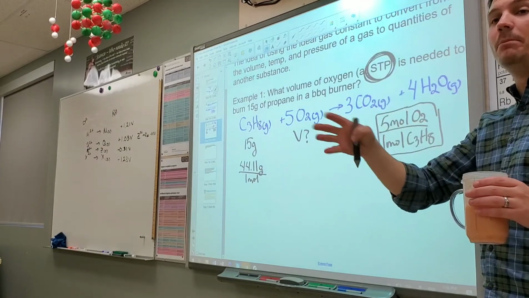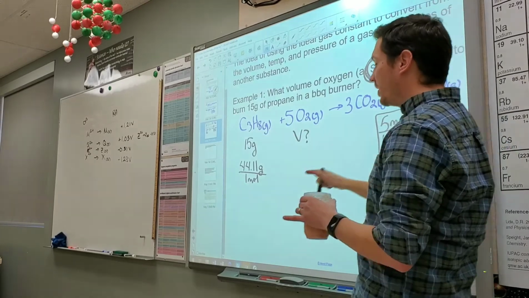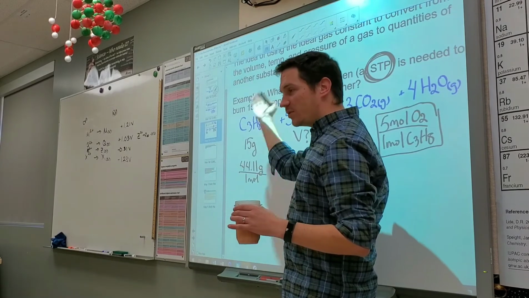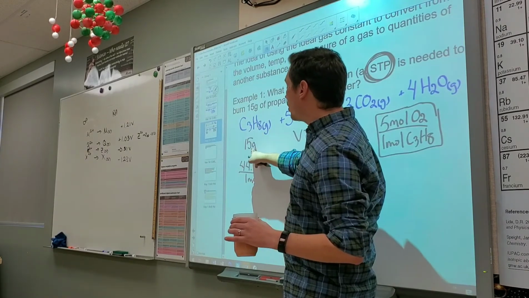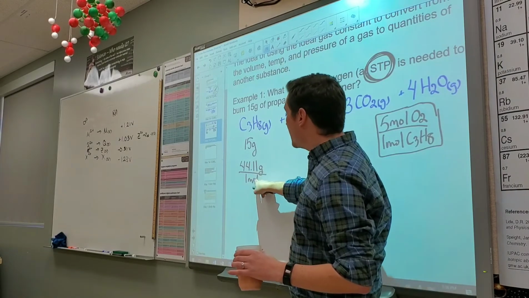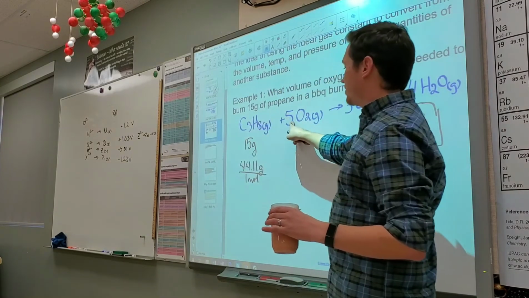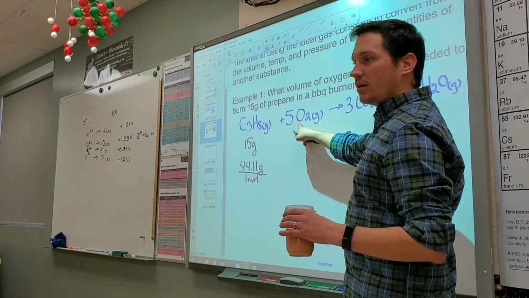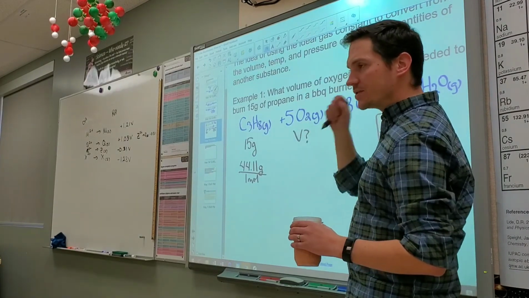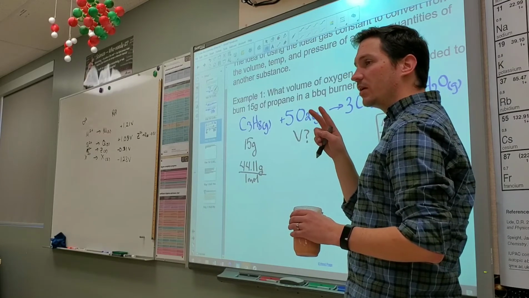Let's use our mind mapping abilities to guide us through this problem. We can go from mass to moles using the molar mass. And then once we have the moles here, where can we go from there? To moles of O2, right? Once we have the moles of O2, how can we get volume from moles of O2? What are the two different ways we can do it? Wim, give me one.